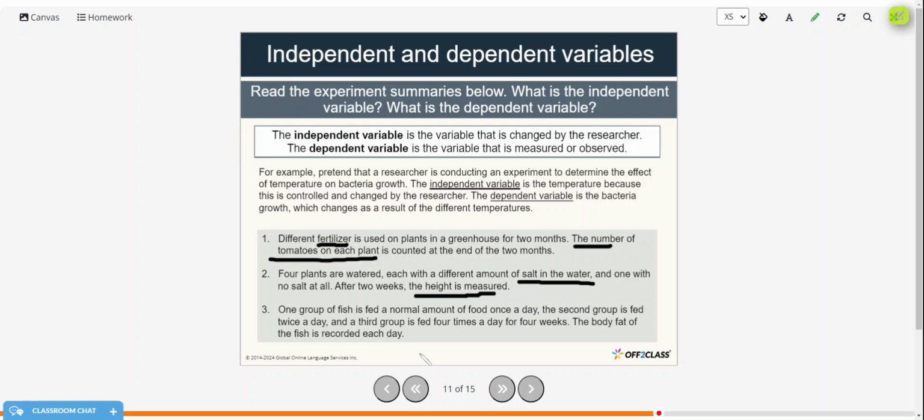One group of fish is fed a normal amount of food once a day. The second group is fed twice a day, and the third group is fed 4 times a day. The body fat of the fish is recorded each day. So the amount of food is the independent variable, and the body fat is the dependent variable.